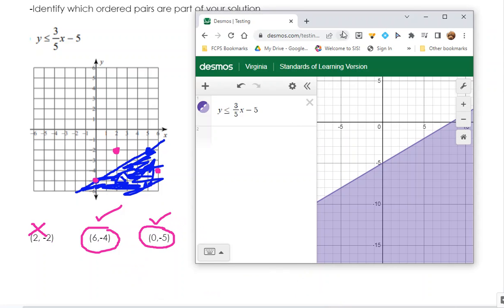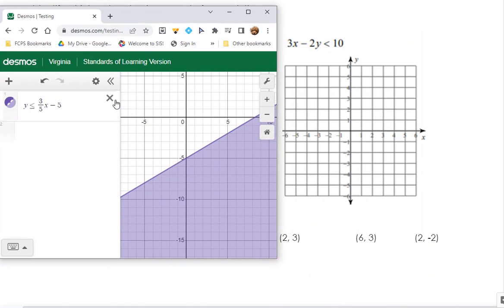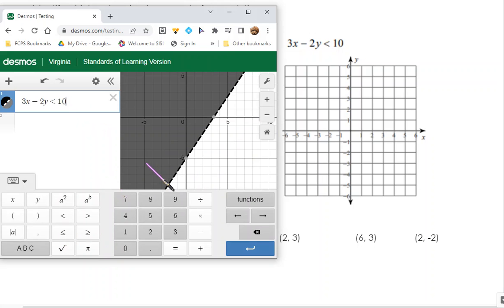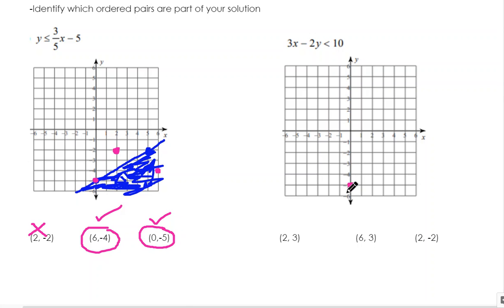3x minus 2y is less than 10. Let's see what that looks like. 3x minus 2y is less than 10. All right, ooh, nice gray dark color. I like it. All right, so I see this one has a dashed line, and that makes sense because there's no line underneath here, right? So let's graph it. It says my y-intercept's at -5. So I'm putting down -5.